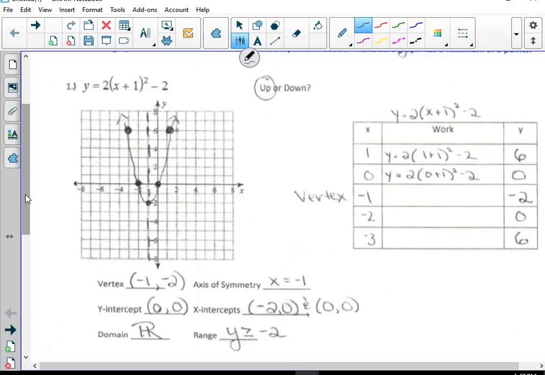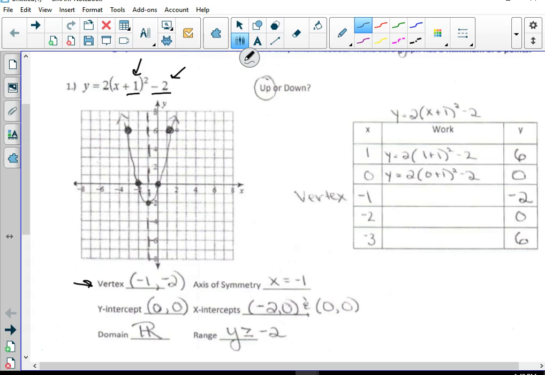So this function, this quadratic, this parabola is in vertex form. To find the vertex, we take the opposite of this number and this number. So it's -1, comma, -2. This number stays what it is. The only thing you take the opposite of is this, because the format is x minus h.